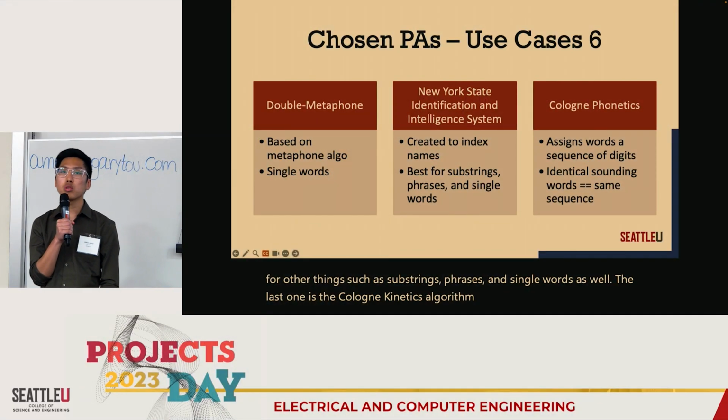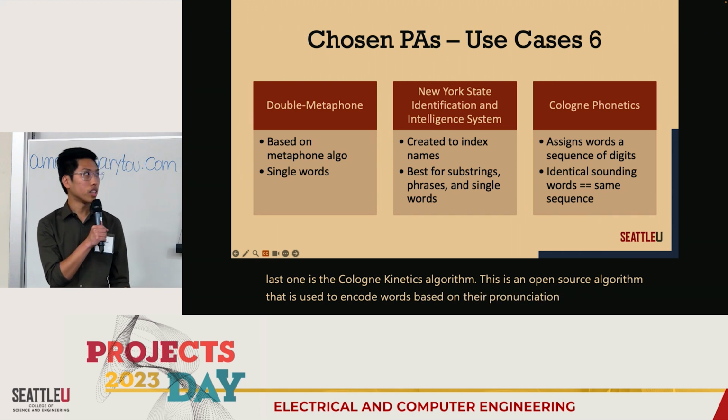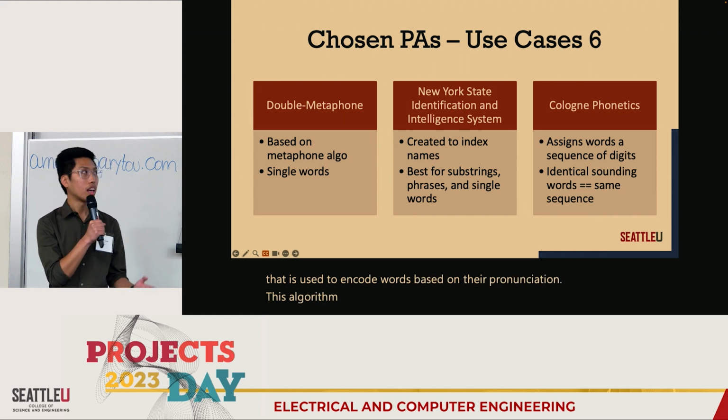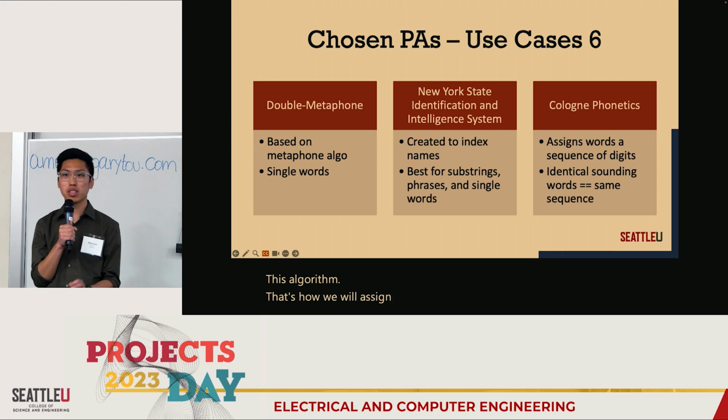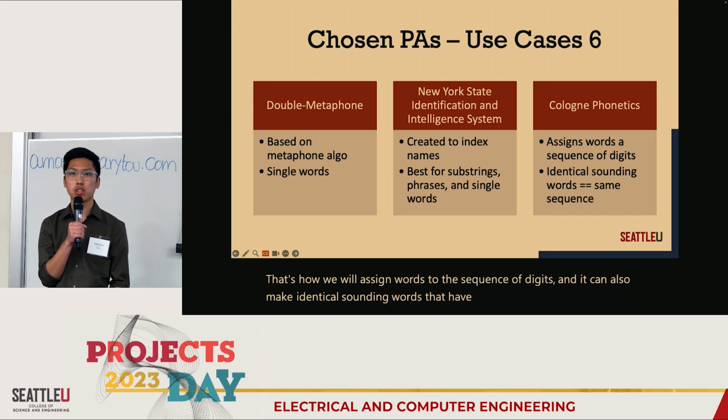The last one is the Cologne phonetics algorithm. This is an open source algorithm that is used to encode words based on their pronunciation. This algorithm assigns words to a sequence of digits, and it can also make identical sounding words have the same sequence or codes.